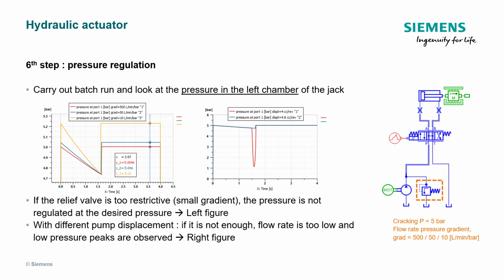It's because the relief valve has to have the capability to release the unnecessary flow. Otherwise, if it's too restrictive, the pressure cannot be maintained at the desired level, but at a higher level. Besides, for different pump displacements, we can also observe that a low pressure peak can appear if the pump displacement is not enough.